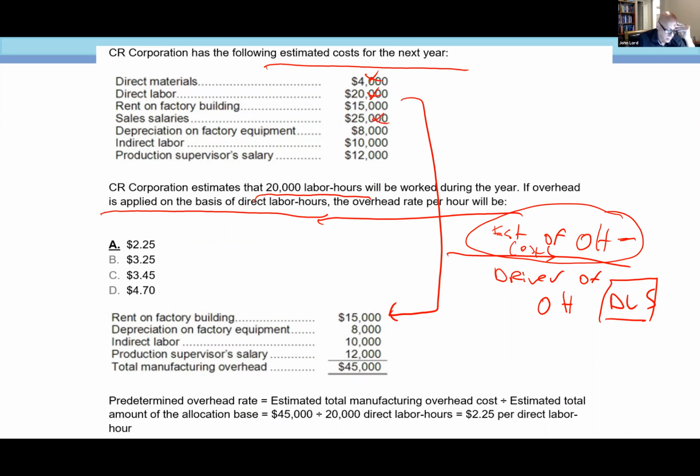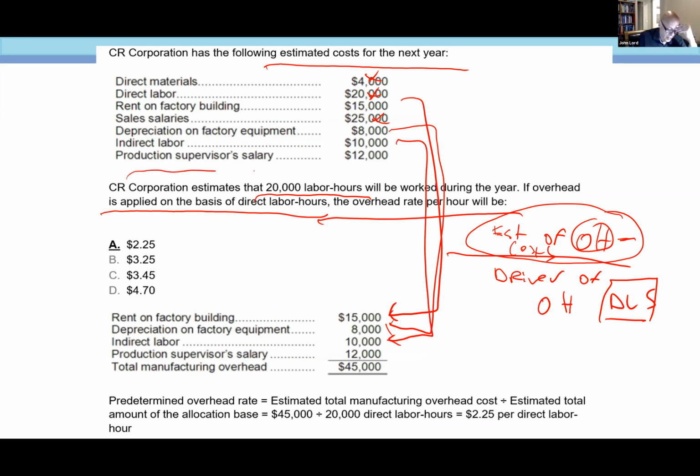No. That's an administrative cost. How about depreciation on factory building? Yes. Now they must have a couple factory buildings, because it'd be kind of weird to depreciate something you're renting. So they've got the rent and they've got the depreciation on it. How about indirect labor? Yes, indirect is overhead. Good.